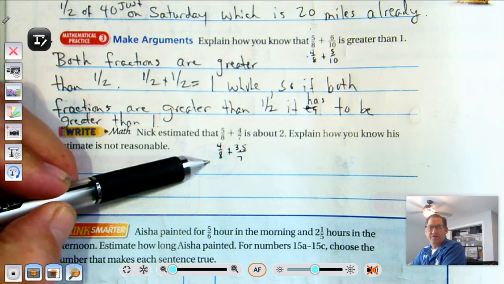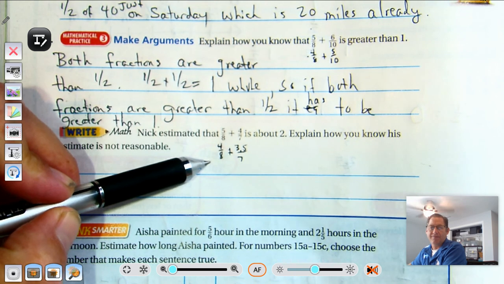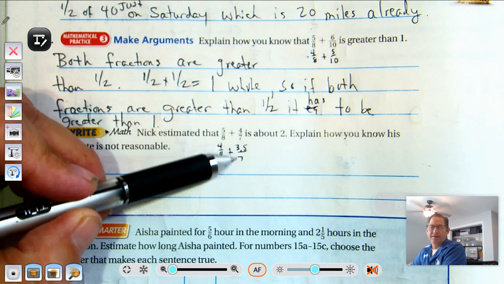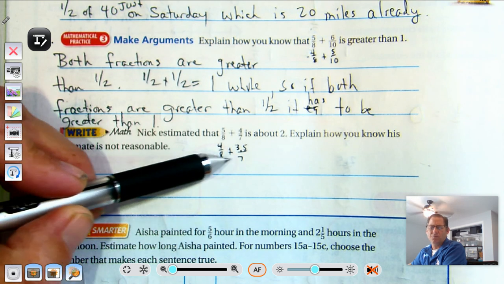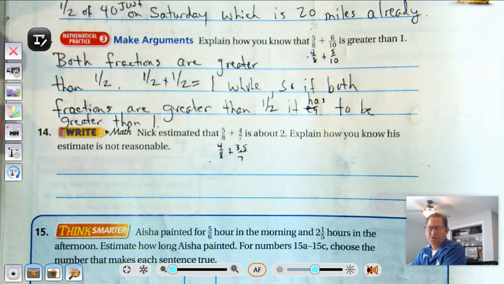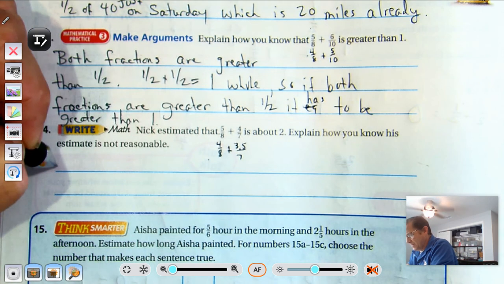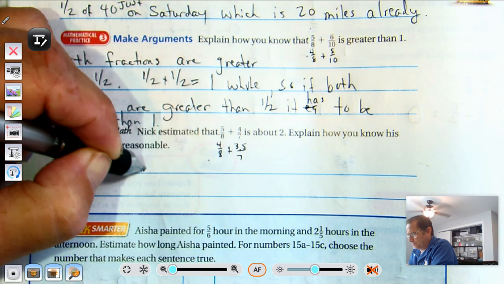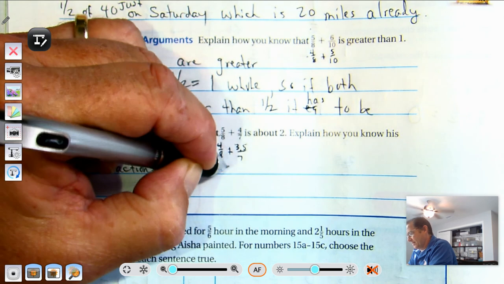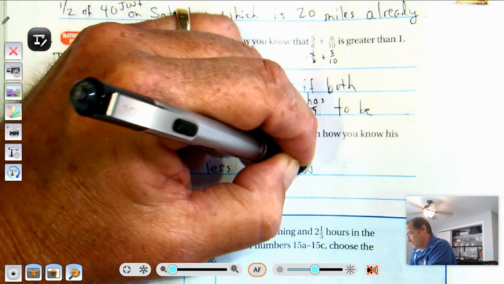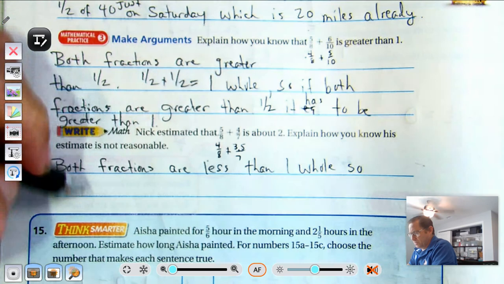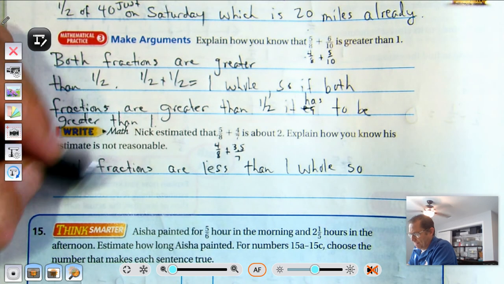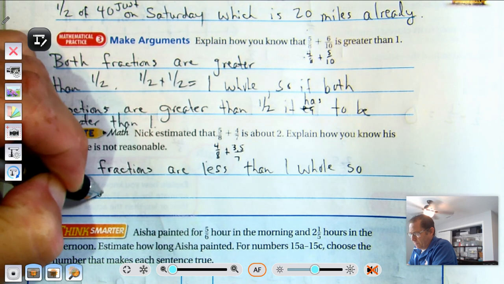So 5/8, that is greater than a half, a little greater than a half. And 4/7 is slightly bigger than 1/2. But 1/2 plus 1/2 is equal to 1, not 2. So both of these fractions are less than 1 whole, right? So that's not reasonable. Both fractions are less than 1 whole. So they would not add up to 2.